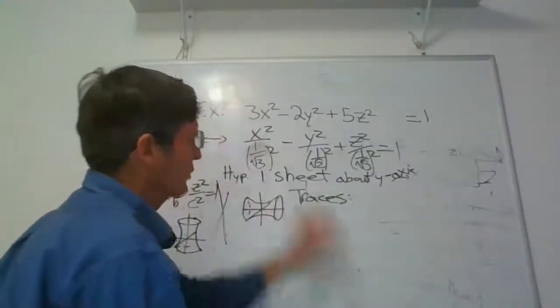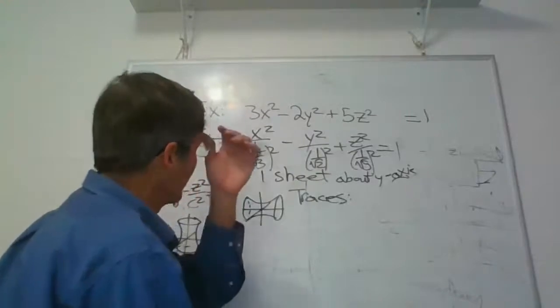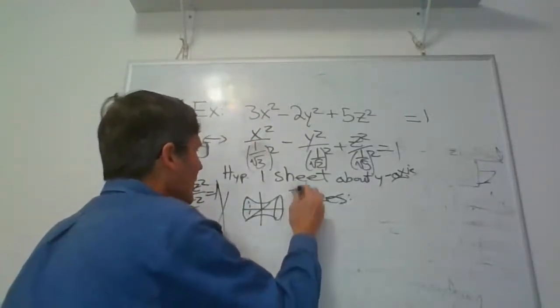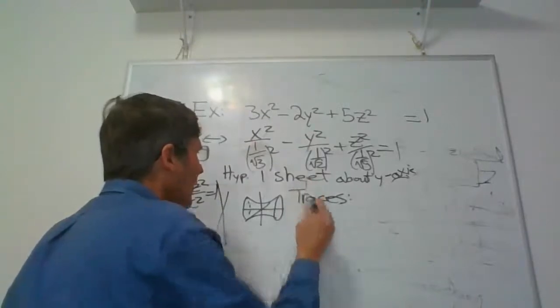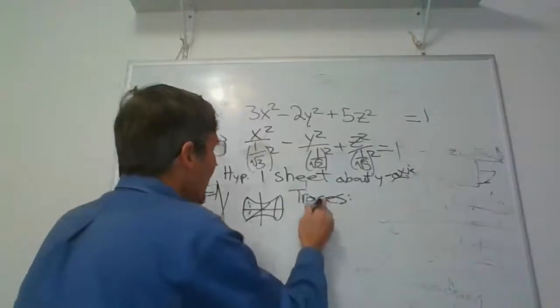Do what we call traces. These traces are intersections with planes parallel to the axes is what we're going to do. But anyway, so traces are intersections with the planes. And we're going to choose planes parallel to the axes.